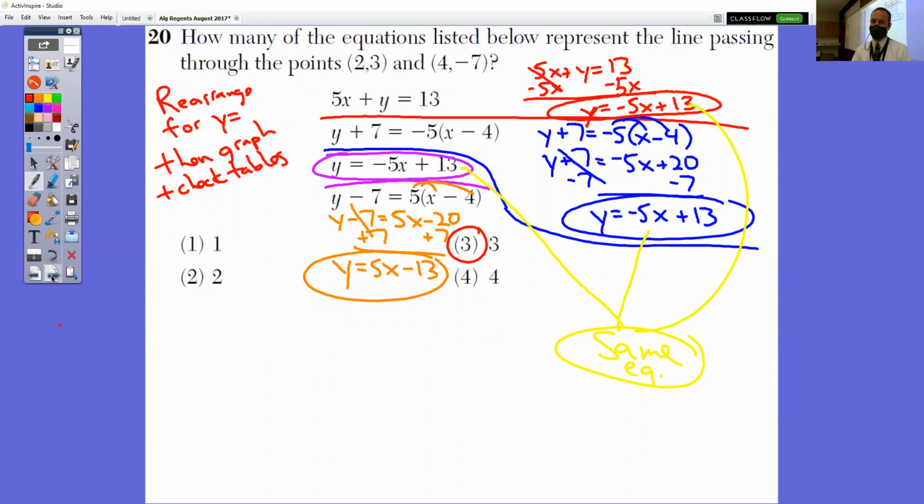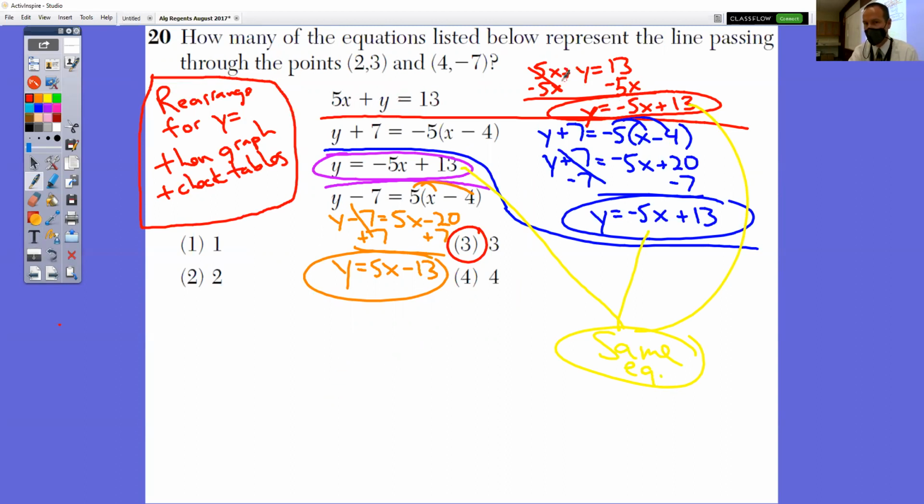In question number 20, this one was maybe a little bit difficult because there was a lot of work to do for a single multiple choice question. It says, how many of the equations listed below represent the line passing through the points (2, 3) and (4, -7)? Here's how I would do this one. There's probably a couple different ways that you could do it, but I would rearrange them for y equals. All right, so you got to get the y all by itself.